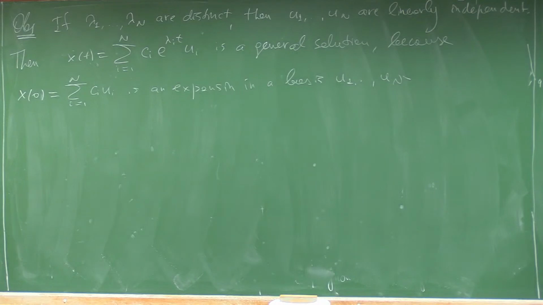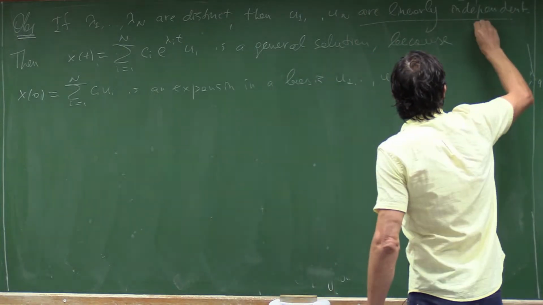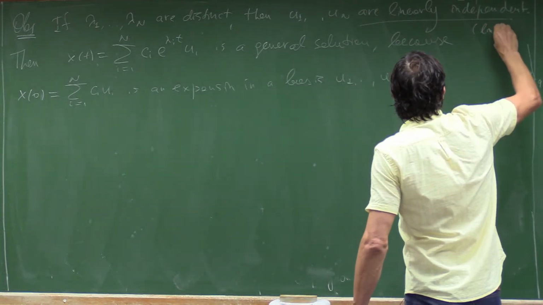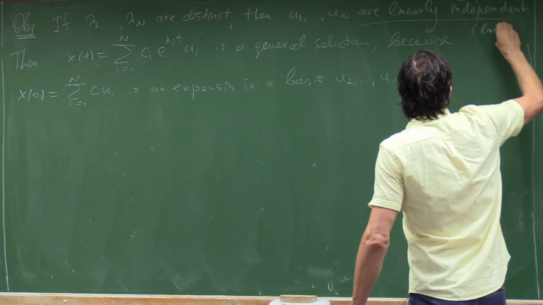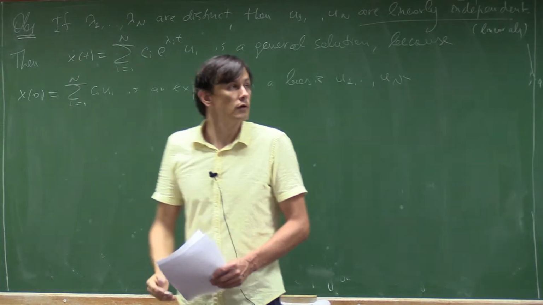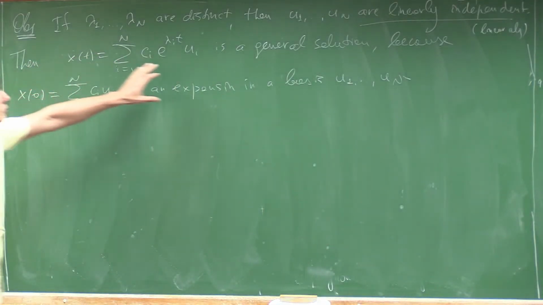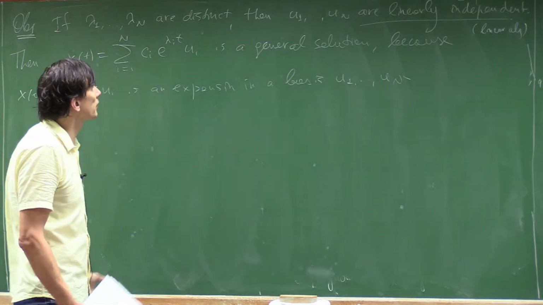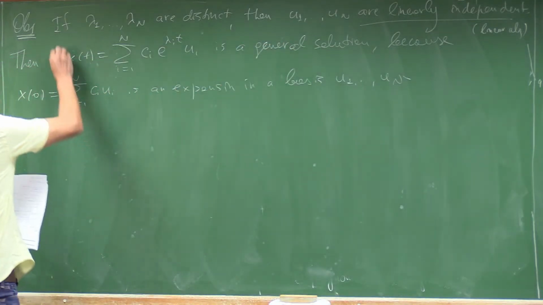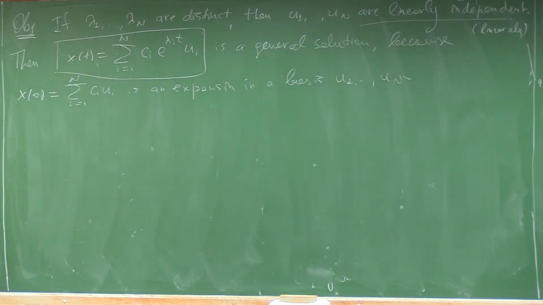So if eigenvalues are different, then we know that eigenvectors are linearly independent. This follows from linear algebra. I'm not proving this. So the good case is when eigenvalues are different: you take all the eigenvectors, form a linear combination, and you find a general solution. Okay, so this is fine.